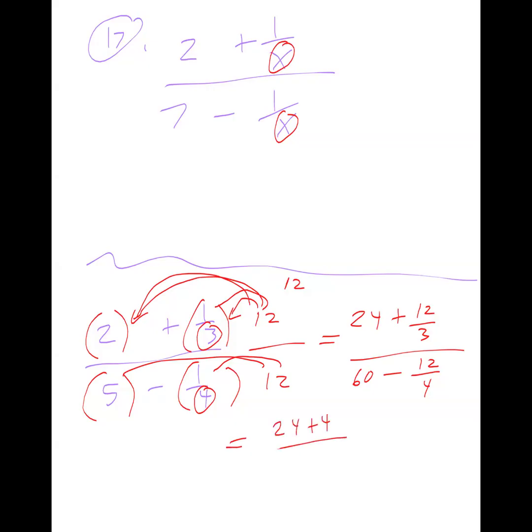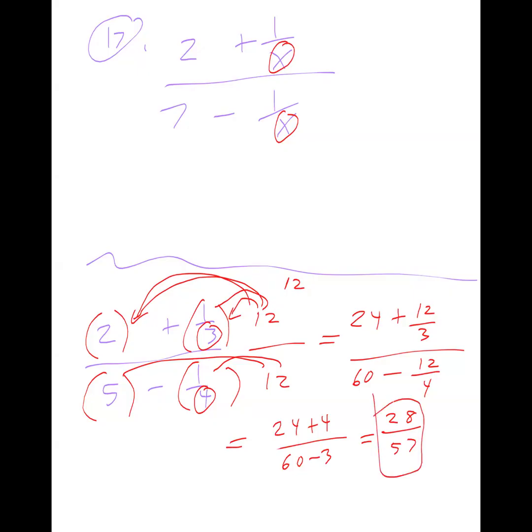How many times does 4 go into 12? 3. So we're just left with 60 minus 3. And what's 24 plus 4? 28. What's 60 minus 3? 57. And I don't think that those have any numbers in common at this point. I don't believe so. So that's the solution.